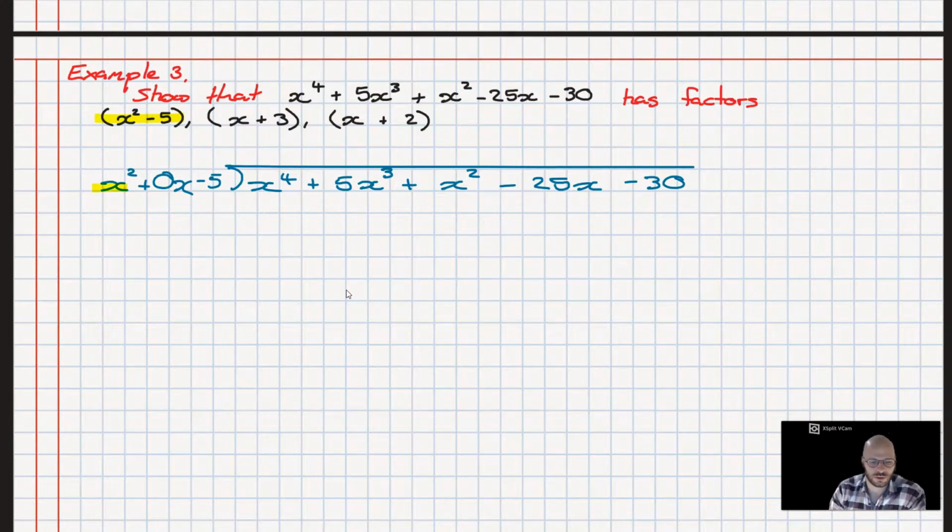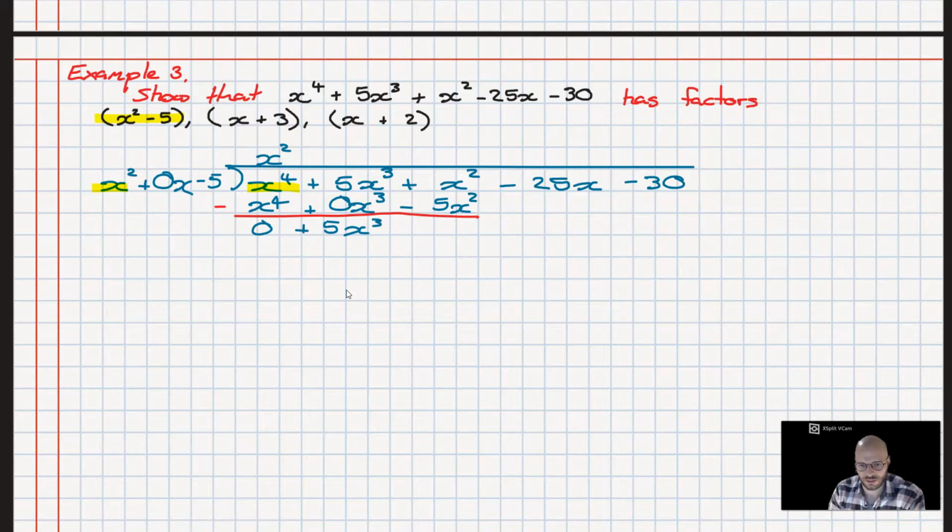Alright, now following the same steps as before, going to ask ourselves, what do we multiply x squared by to make it equal x to the 4? And in this case, just multiply it by x squared. So it'll become x to the 4. Next one is going to be 0x cubed. And then the final one is going to be minus 5x squared. Going for some subtraction, as always. First term's nothing. Second term is 5x squared. And then the final term, that's going to stack to make it 6x squared.